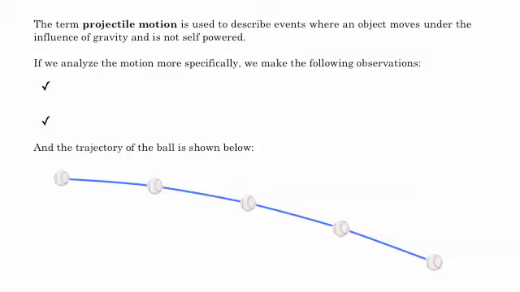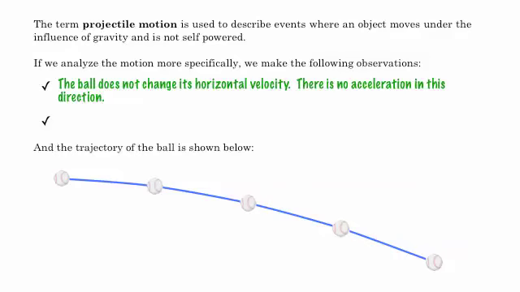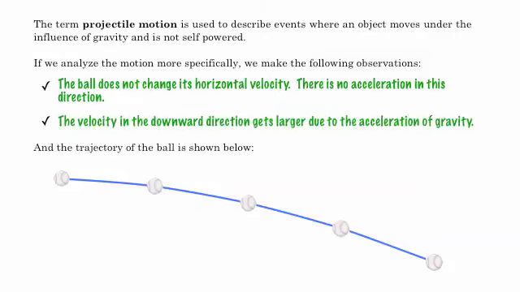The first observation that we'd make is that the ball does not change its horizontal velocity. Okay, so we're neglecting air resistance, but in the x direction, the horizontal direction, there's no acceleration. Once it leaves the pitcher's hand, it travels with the same horizontal velocity indefinitely. We do know, though, that the velocity in the downward direction, so in the vertical direction, gets larger due to the acceleration of gravity, because gravity accelerates things towards the Earth.